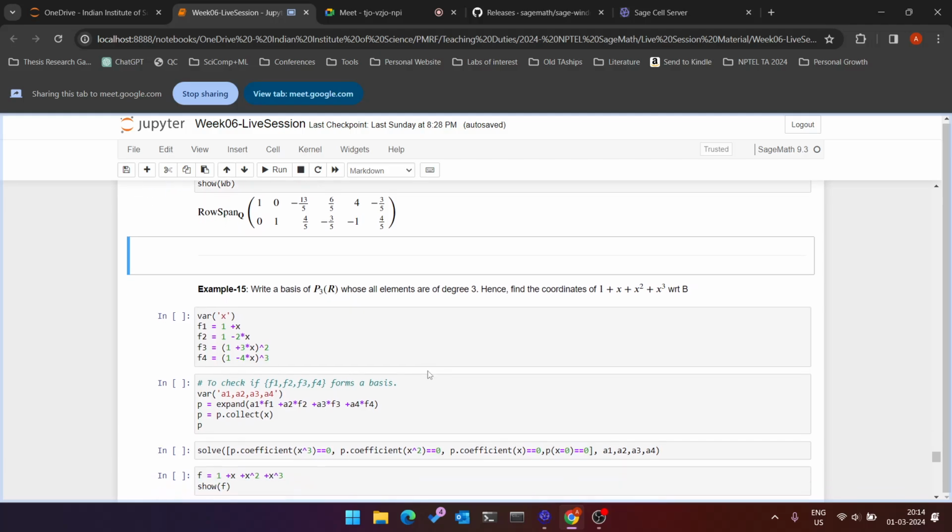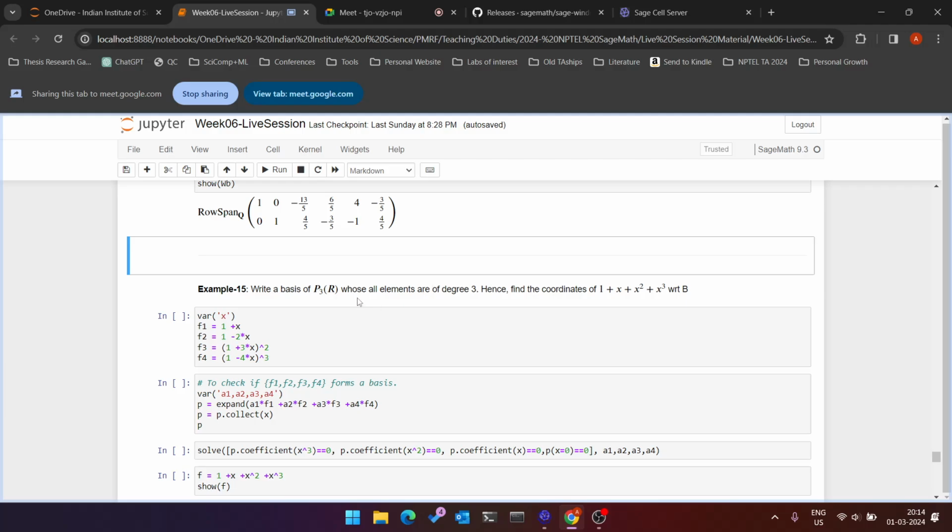Next example that we have is we want to write a basis of P3 of R, whose elements are all of degree 3. So P3 of R basically means a polynomial space. So any equation that is of the form ax cubed plus bx squared plus cx plus d belongs to P3 of R, where x, a, b, c, and d also belong to the real numbers.